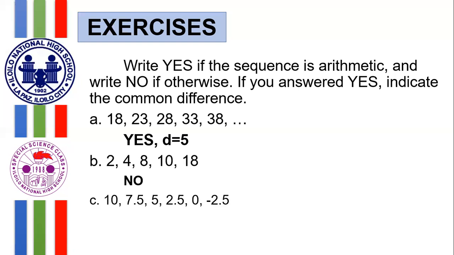10, 7.5, 5, 2.5, 0, negative 2.5. This is yes. This is an arithmetic sequence with a common difference of negative 2.5 because 7.5 minus 10, 5 minus 7.5, 2.5 minus 5, 0 minus 2.5, negative 2.5 minus 0 are all negative 2.5, which is common to all of them. You have a common difference. So yes, with a common difference of negative 2.5. How about letter D?